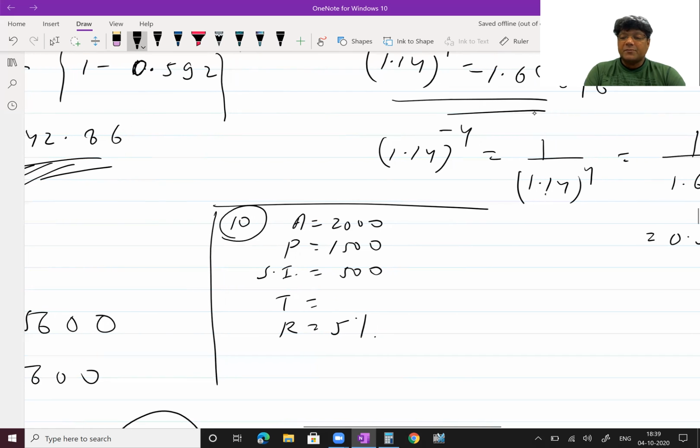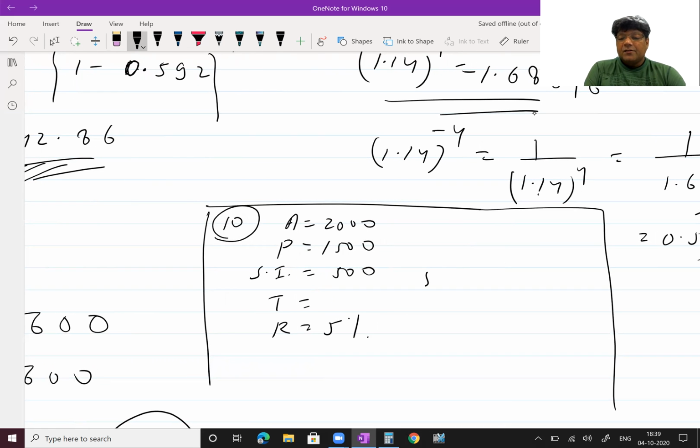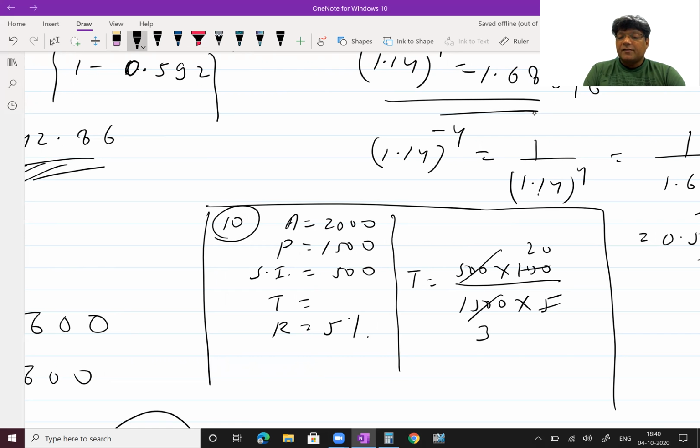Simply put it in the formula of simple interest, or we can put it in the formula of time also. What is the formula for calculation of time? Time is equal to simple interest into 100 by principal into rate of interest 5. So 500 into 100 by 1500 into 5. 5 3s are 15 and 5 20s are 100. So guys, it's coming 20 by 3 years. 20 by 3 years means what? 6 and 2 by 3 years.